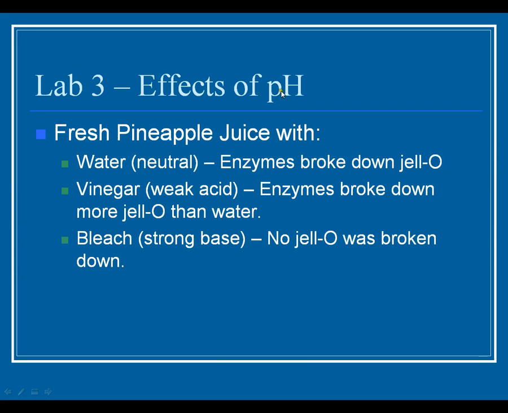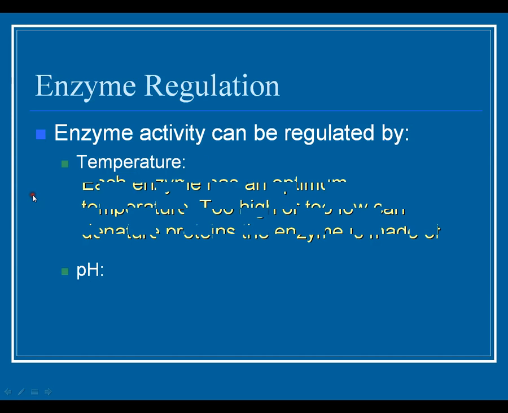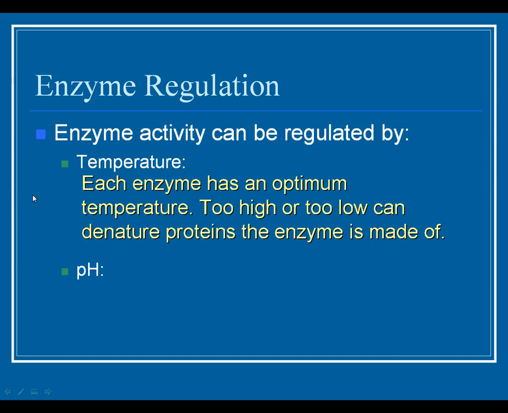The effects of pH. All enzymes have an optimum pH range. Generally, mildly acidic solutions are best. Bases will generally denature them or break them down. Very strong acids may break them down as well. So temperature and pH are the biggest regulators of enzyme activity.